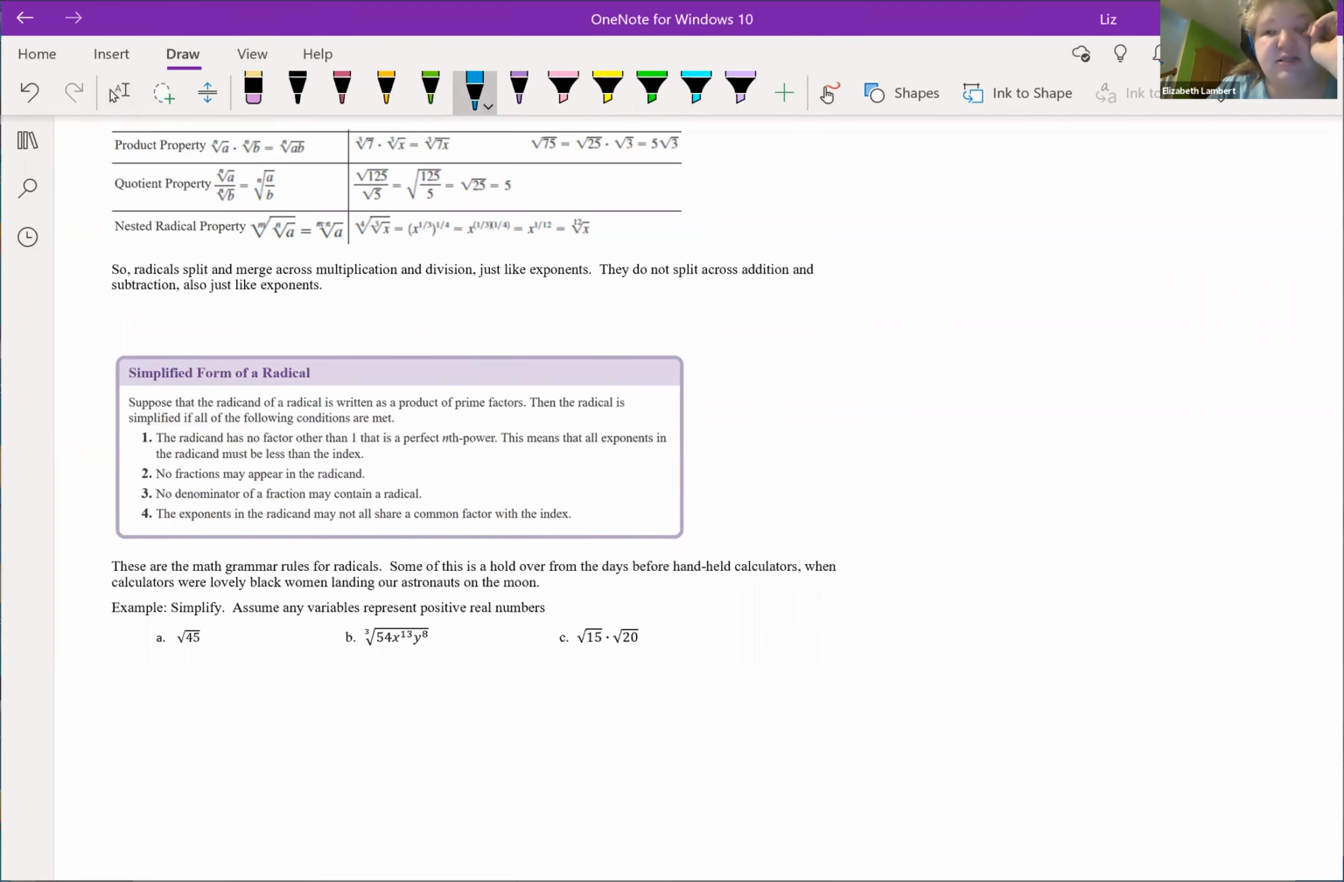No fractions in the radicand means no fractions inside a radical. But again, we have that quotient property. Radical splits across quotients.